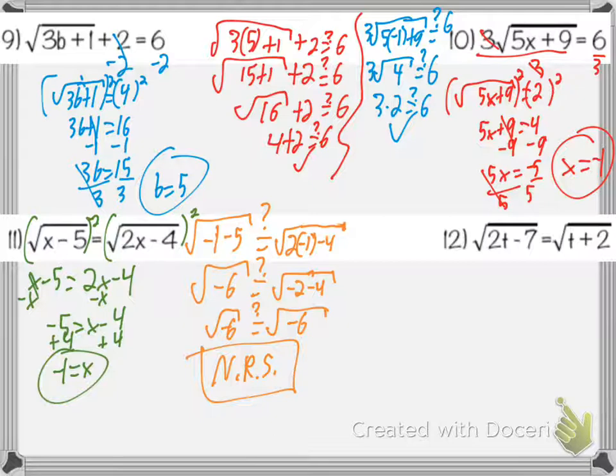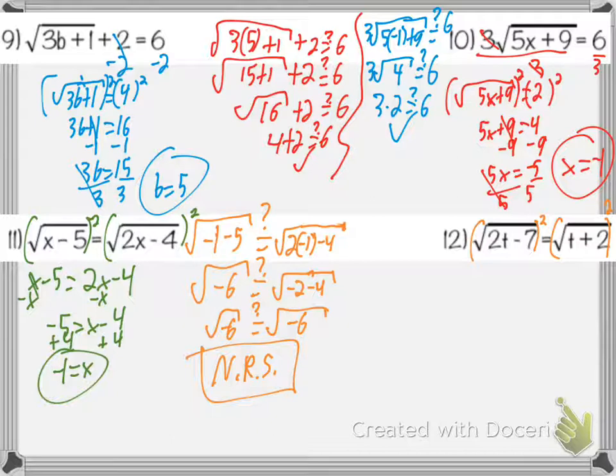Number 12 here, we have the same setup we had in 11 where both sides are radicals, but they're both isolated, so let's square them both. Now, real quick, actually back to number 11 here. The reason we call that no real solution is because we're square rooting negative numbers, which leaves us with imaginary numbers.